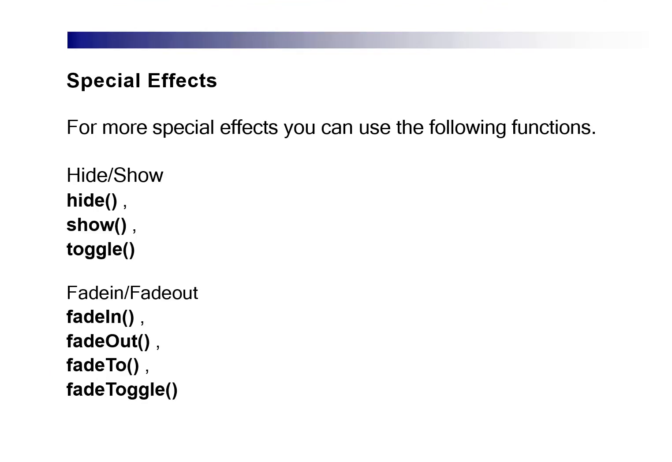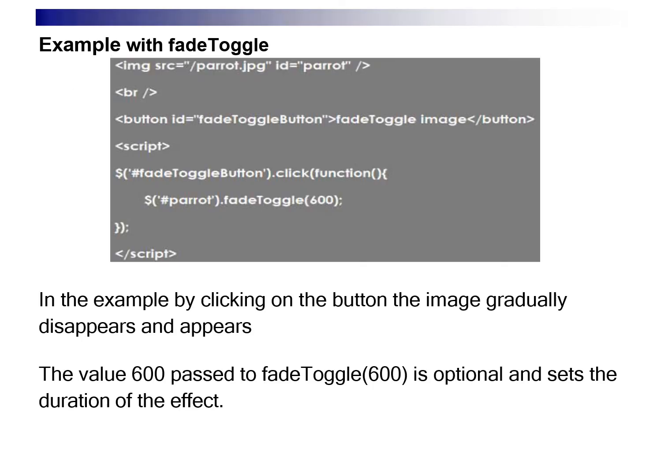Here are presented some functions for more special effects such as hide or show and fadeIn or fadeOut. Here is an example with fadeToggle. In the example, by clicking on the button, the image gradually disappears and appears. The value 6000 passed to fadeToggle is optional and sets the duration of the effect.